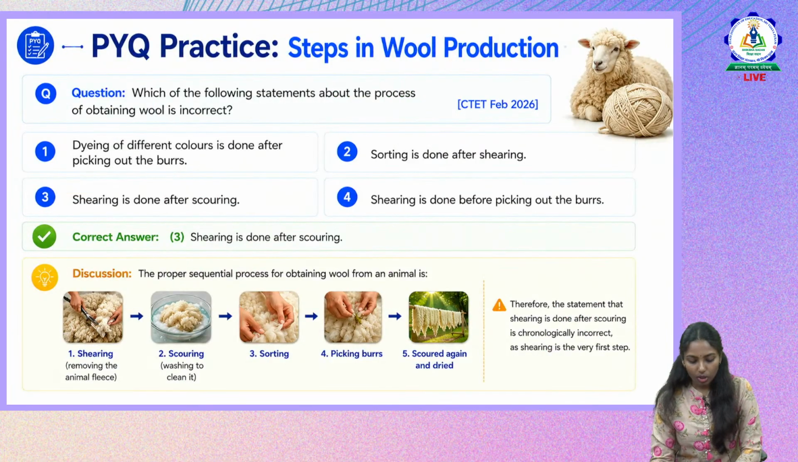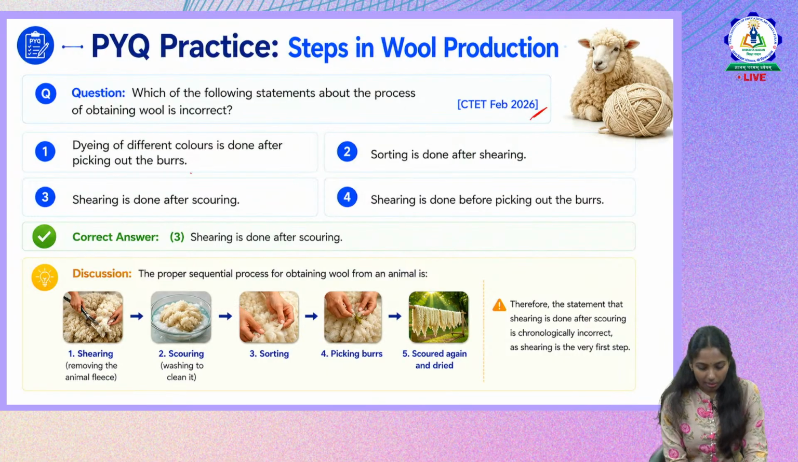Okay, so now we have one more recent question. The question is: which of the following statements about the process of obtaining wool is incorrect? Just now we talked about natural fibers and how wool is obtained from sheep; the steps are important. Now we have the question here, with 4 options. Dyeing of different colors is done after picking out the burrs.